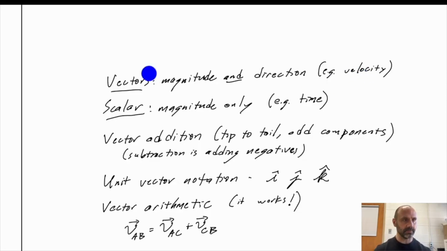Students always like to imitate the character from Despicable Me, the vector committing crimes with direction and magnitude. Oh yeah, right, he's right. That's what a vector is. Vectors have direction and magnitude. A scalar has magnitude only.